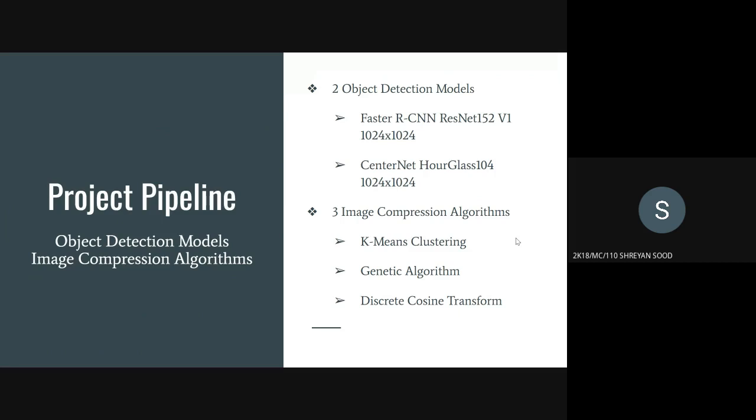So the project pipeline for this was as follows. It was divided into two parts. Firstly, was the object detection models, in which we chose two state-of-the-art CNN-based models. First was the Faster R-CNN ResNet 152 version 1 with an image resizer of 1024 cross 1024. Second was the CenterNet Hourglass 104 with also an image resizer of 1024 cross 1024. The three image compression algorithms that were chosen were as follows. First was the k-means clustering. Second was the genetic algorithm. Third was the discrete cosine transform.